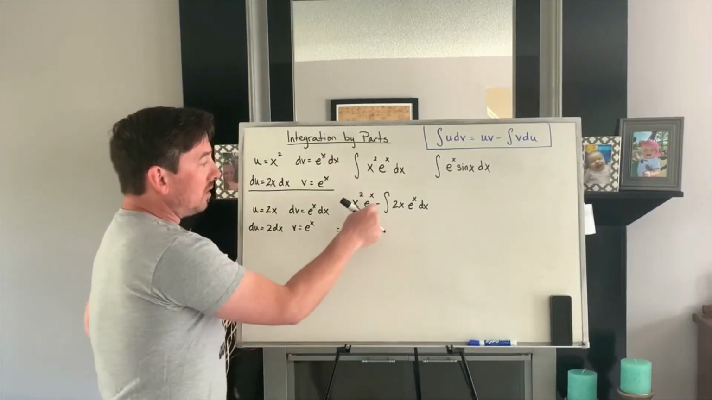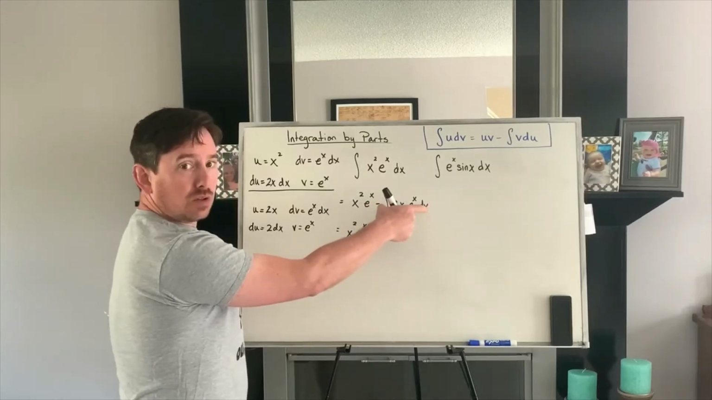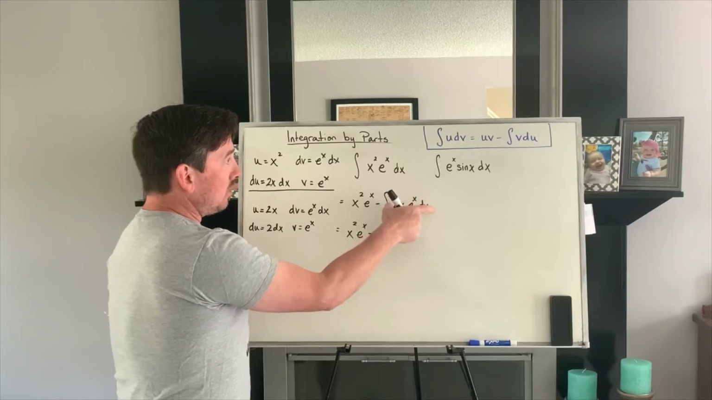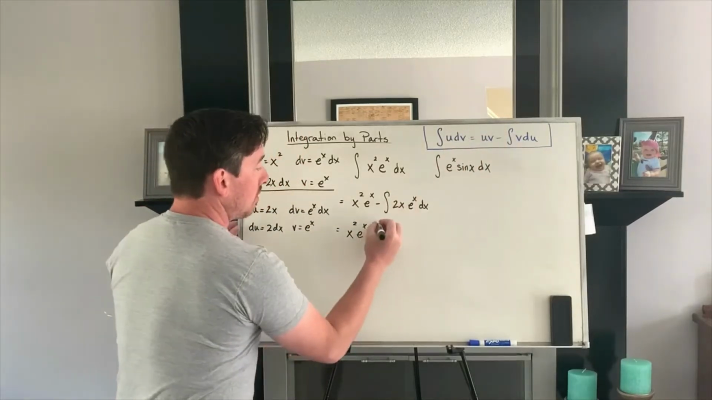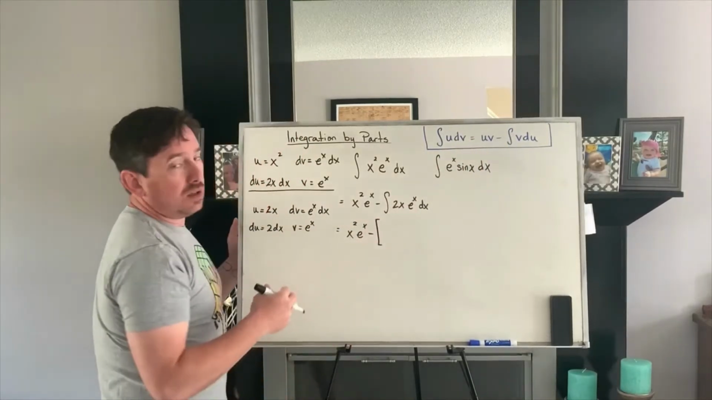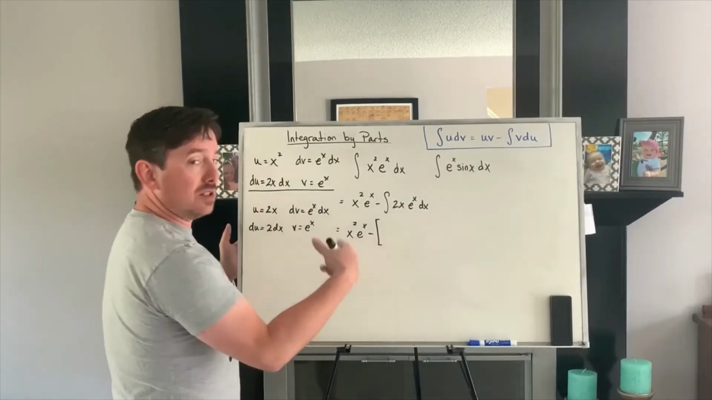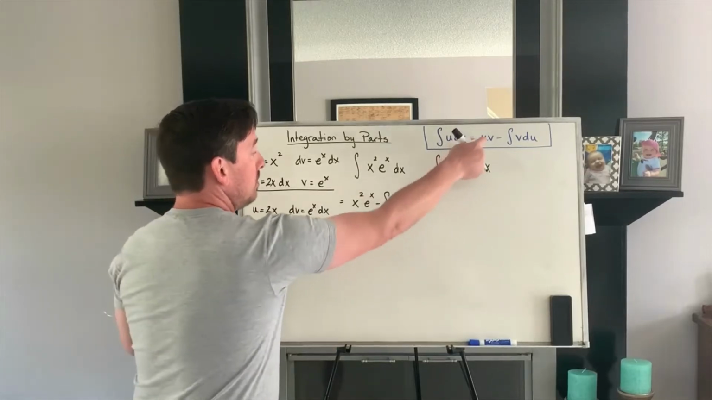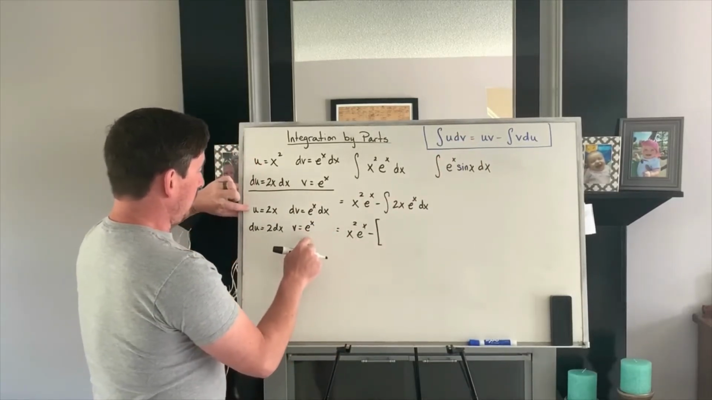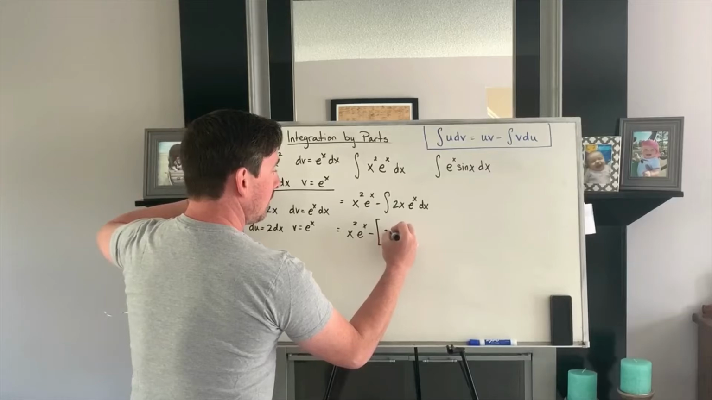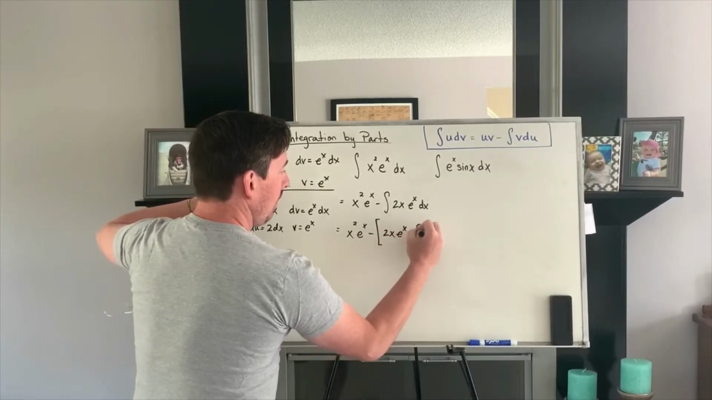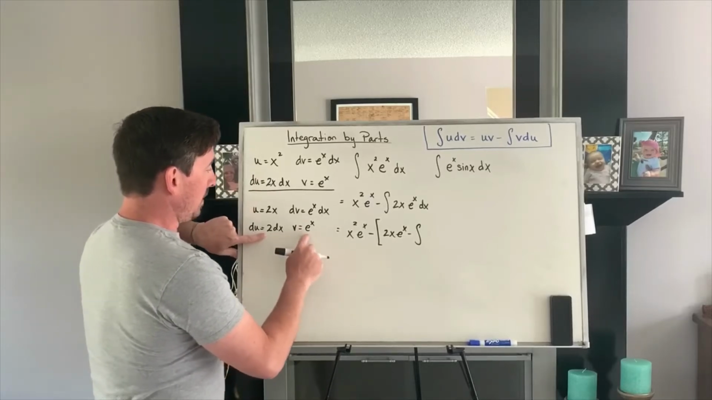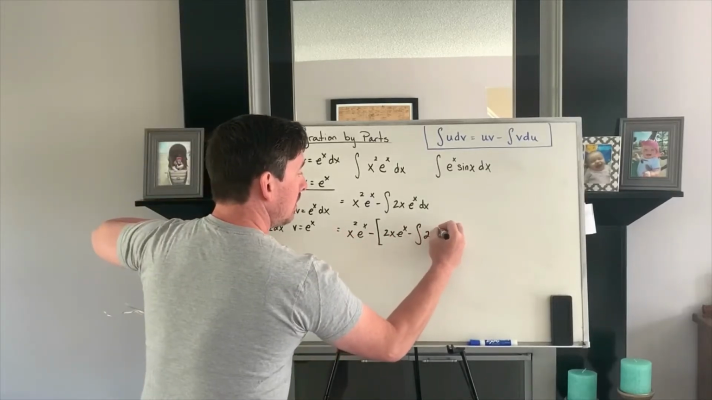And also be careful, you were subtracting this integral, so now you are going to be subtracting this whole expansion. This integral becomes two different things, so I usually open up some brackets so I don't forget to distribute the negative on my next step. This integral becomes u times v. So what's that? 2x e to the x minus the integral of v du, which is 2 e to the x dx.